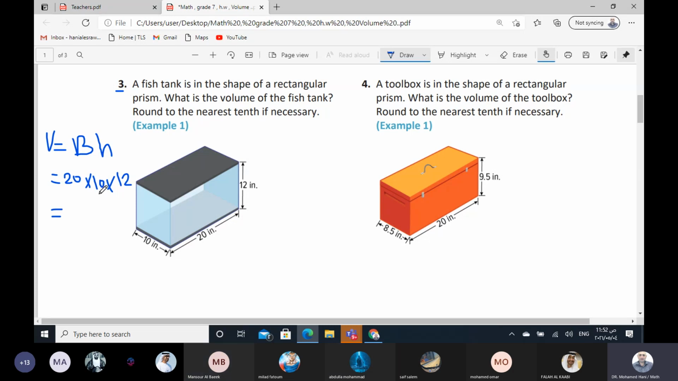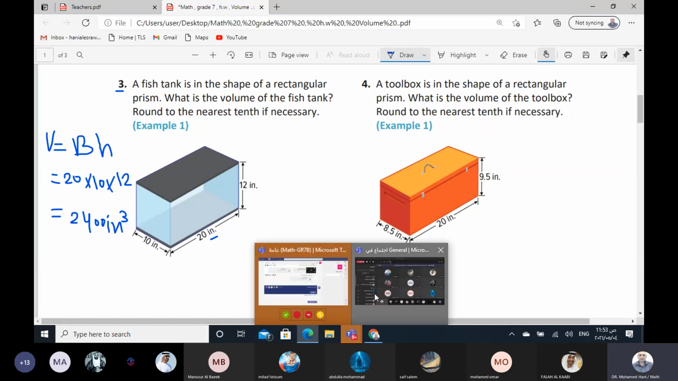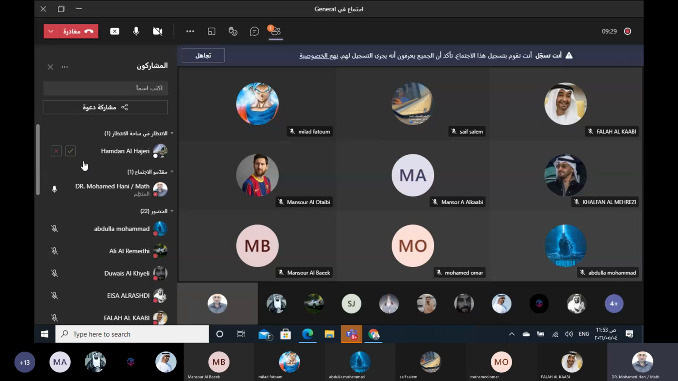Now 20 times 10, 200. 200 times 12 will be 2,400. So the answer is 2,400 square inch. Inch squared or cubic? No, cubic, sorry. Cubic. Always remember, when you find the volume, it is measured using the cubic units. When you find the surface area, you will use the square units.